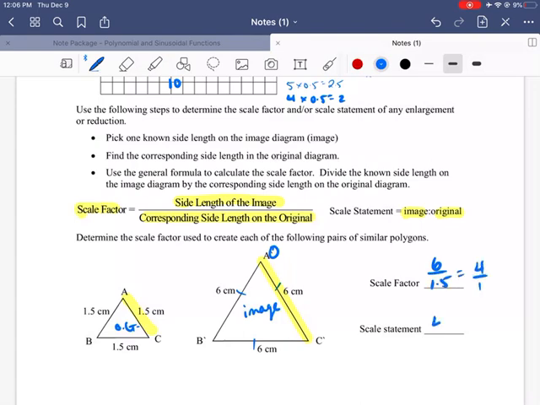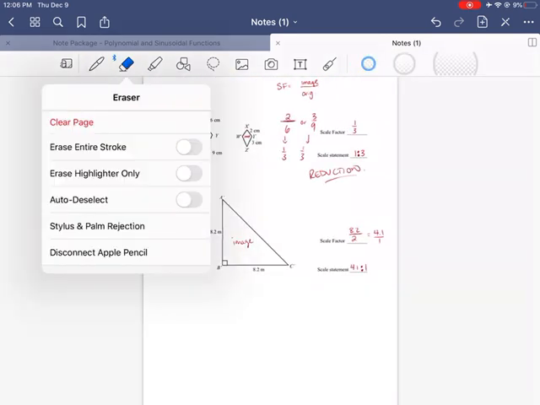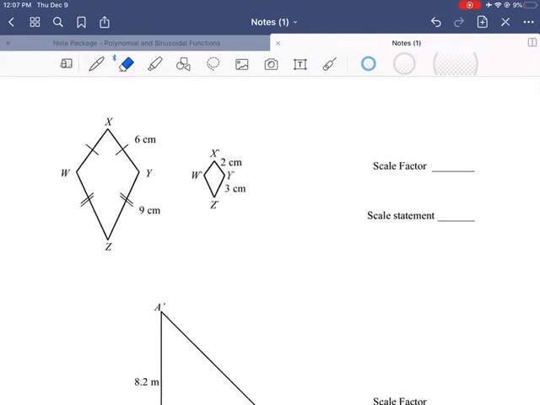which reduces to 4/1, which means our scale statement is 4:1. And our last page here, scale factor is the image over the original.